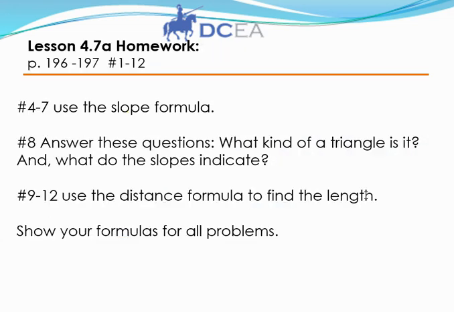Your homework for lesson 4.7a is numbers 1 through 12. For numbers 4 through 7, use the slope formula. Number 8 is asking you these questions: What kind of a triangle is it? And what do the slopes show you or indicate? Numbers 9 through 12, use the distance formula to find the length. For all of these problems, show your formulas for all of the problems and work them vertically to solve.